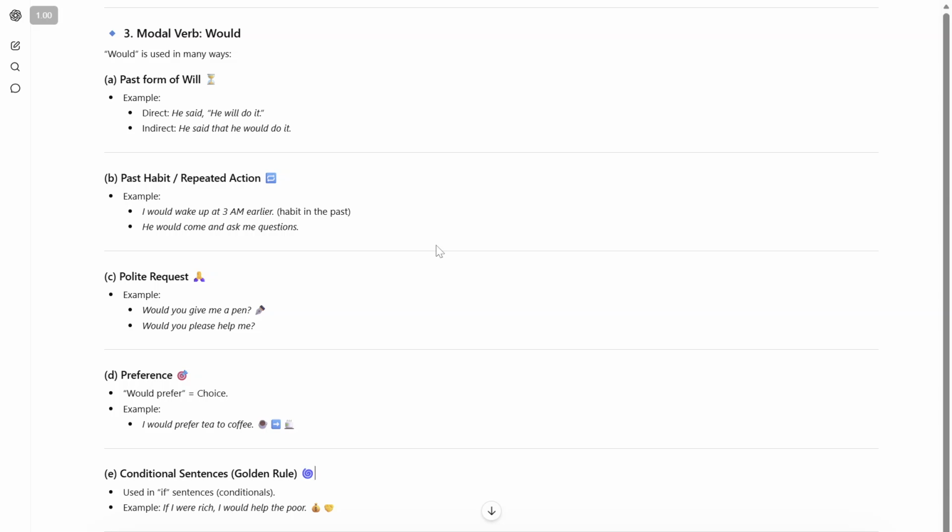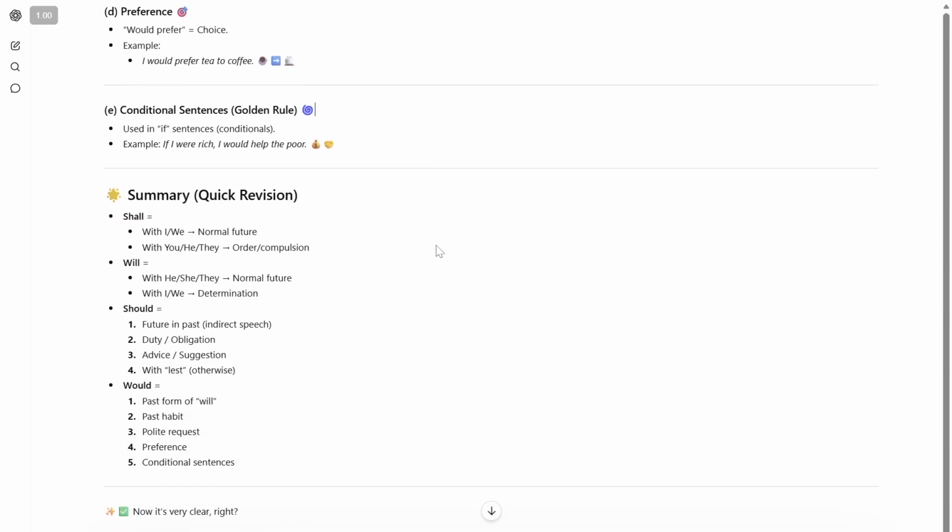C, polite request. Example: Would you give me a pen? Would you please help me? D, preference. Would prefer equals choice. Example: I would prefer tea to coffee. E, conditional sentences, golden rule, used in if sentences, conditionals. Example: If I were rich, I would help the poor.